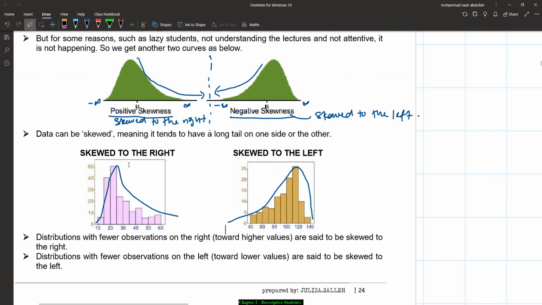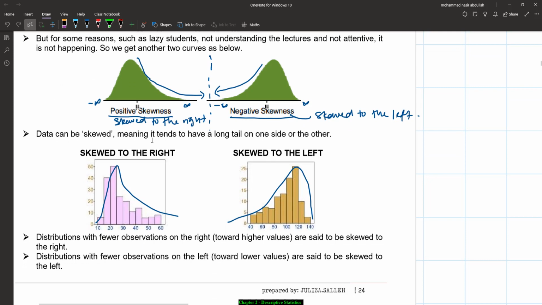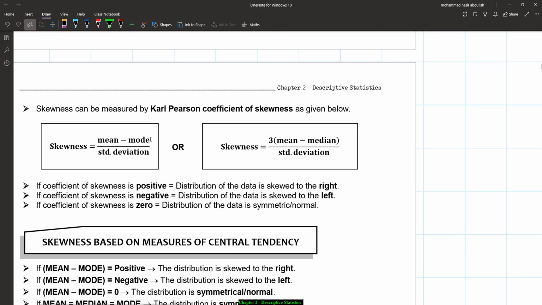So another method, instead of identifying the skewness from the graph, right? Another method is by utilizing the measure of central tendency and measure of dispersion, right? So there are two formulas that can be used, the Karl Pearson coefficient of skewness, right? So the formulas will give the same result.